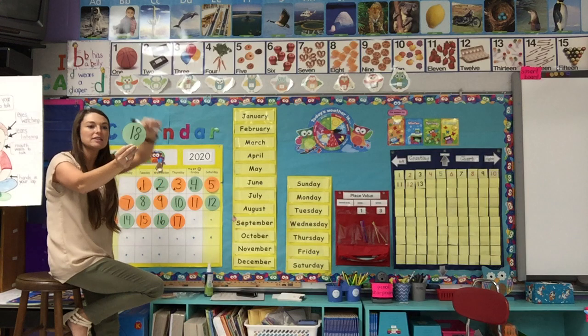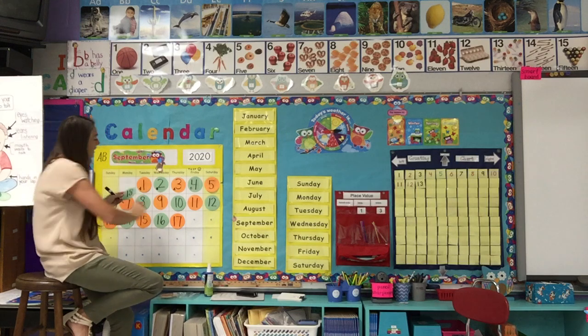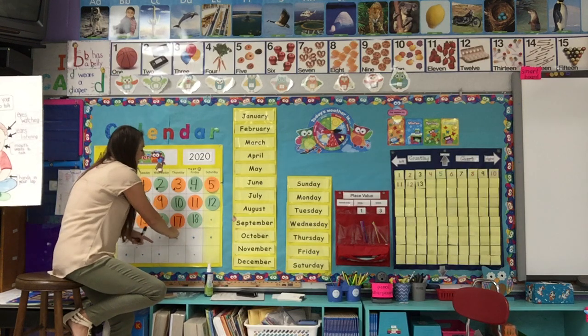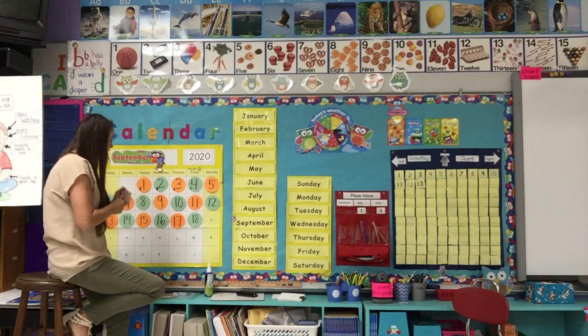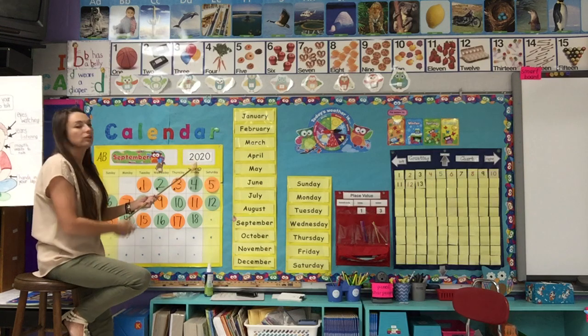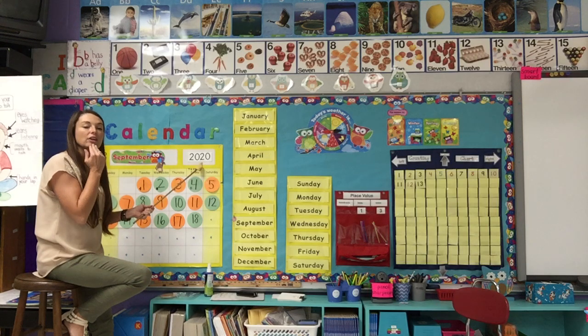So here's the number 18. 1, 8. That tells me one group of 10, 8 in the ones place. I put it underneath Friday, and it comes after the number 17. So now we're going to look at our year. And we are still in the same year that we've been in every day since school started, and the year is 2020. So we're going to say that in a sentence. Ready? The year is 2020.